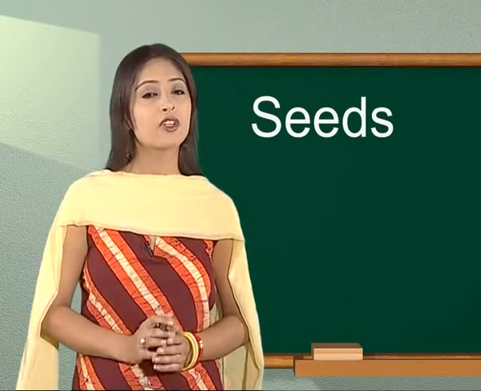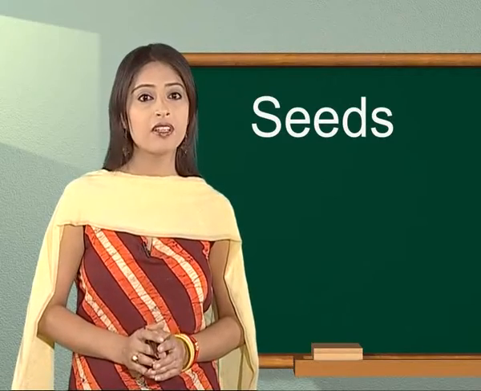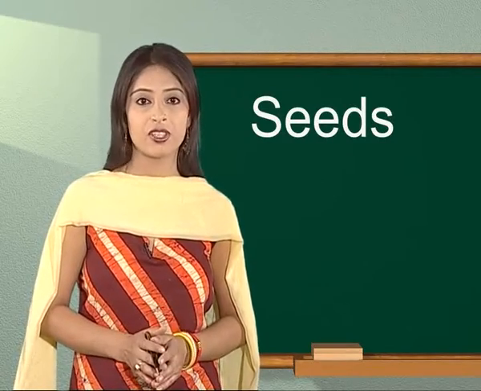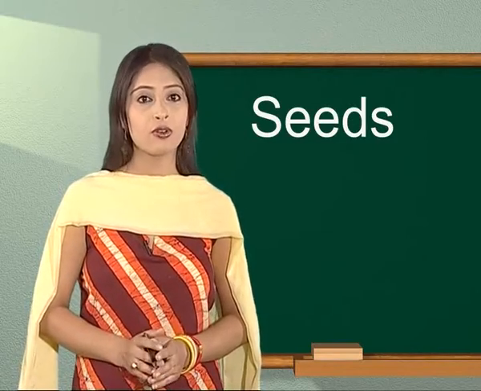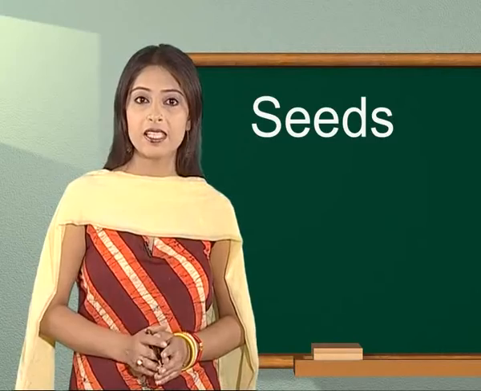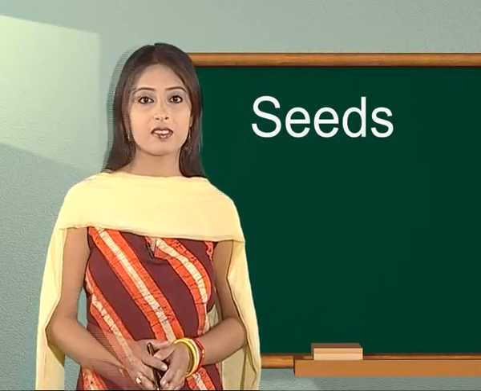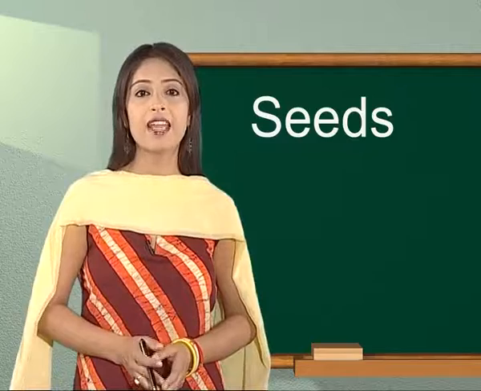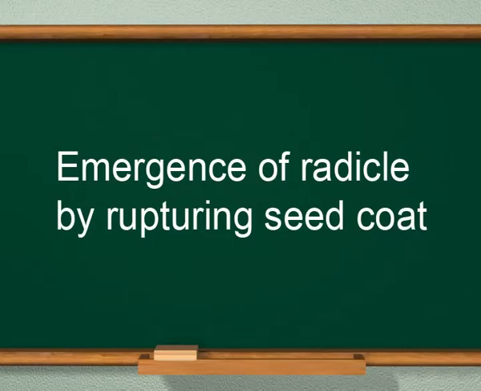You have seen that common garden seeds germinate if given just water and reasonably warm temperature. Basically, germination is the onset of growth of a seed, often following a period of dormancy, in response to suitable environmental conditions. So we can define seed germination as emergence of radicle by rupturing seed coat.